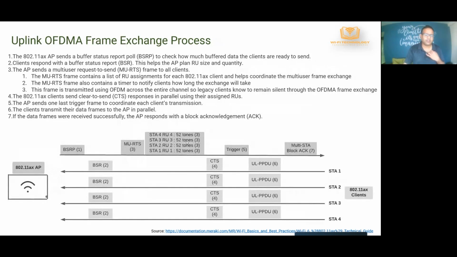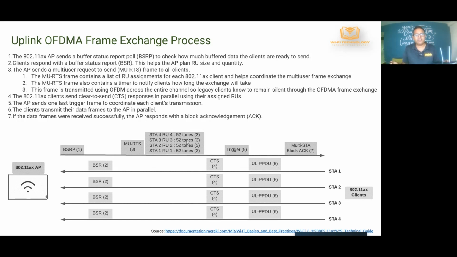If you look at uplink, where the station is transmitting to the AP, the process is somewhat the same, but there is a slight difference. In this case, the AP does not know how much information the station has to send. When the AP is sending information, it knows because all the data is already buffered. But when the station is sending information, the AP doesn't know. I could have 4 different stations, each one of them could have different amounts of data to send. So the AP doesn't know.